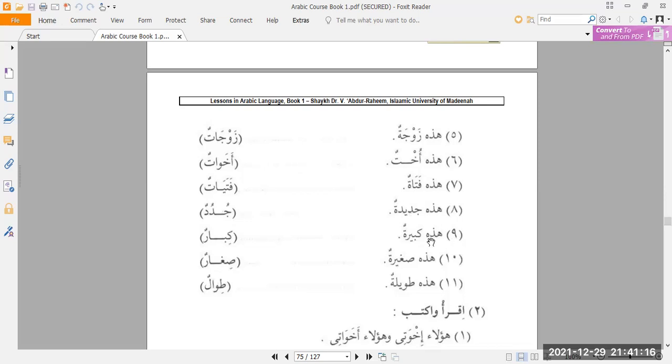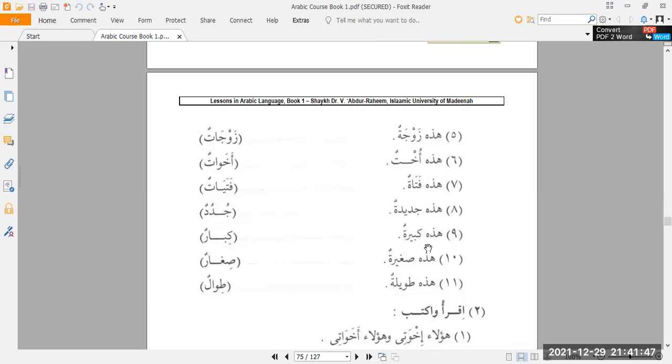Number 9, hadihi kabiratun. Plural is haulai kibarun. Certain of these have got the capability of changing, like kabiratun, for example, but again they're not used that much in usage. So you stick to what the book tells you here, and you use this as far as your usage is concerned. So hadihi kabiratun, this is a big woman. Haulai kibarun, these are big women.